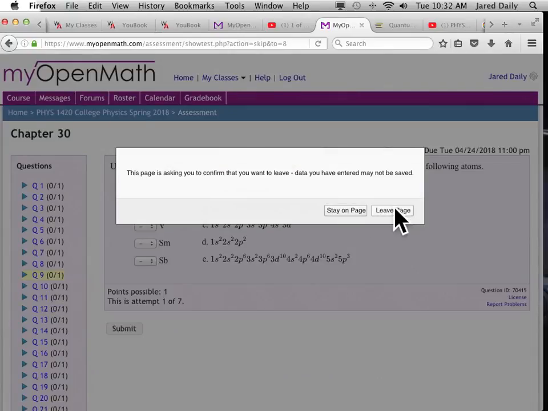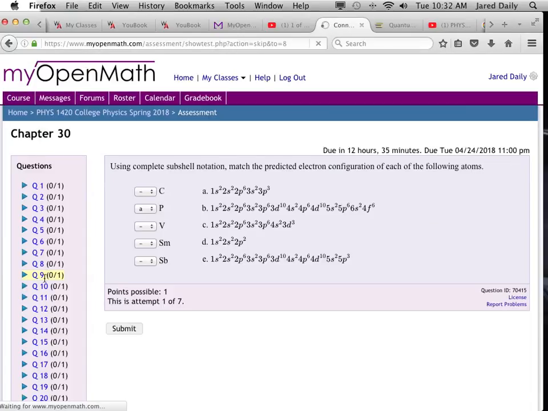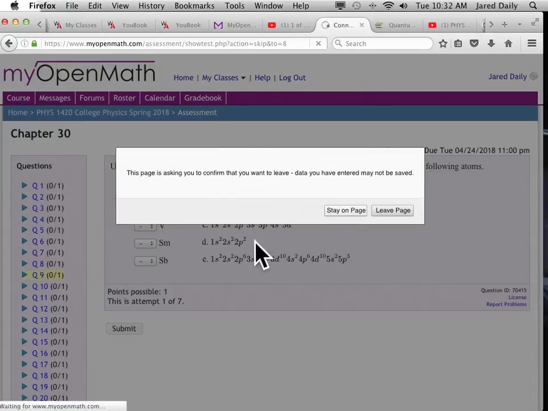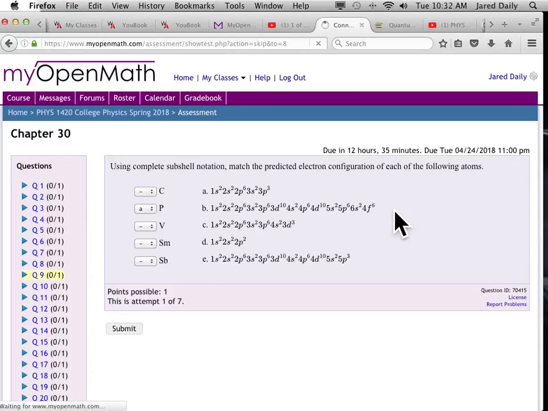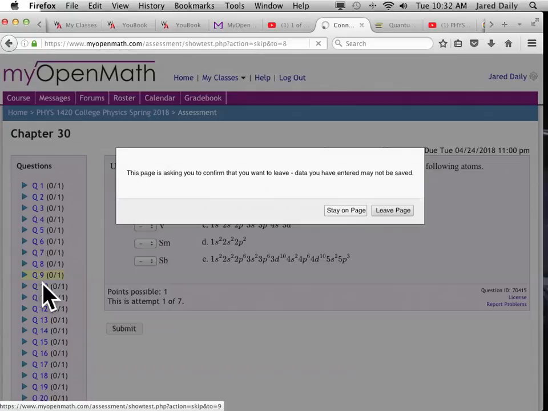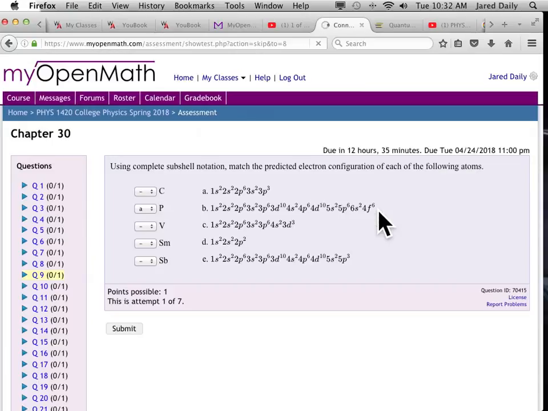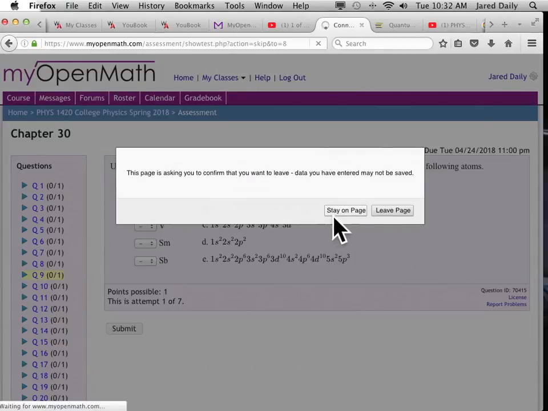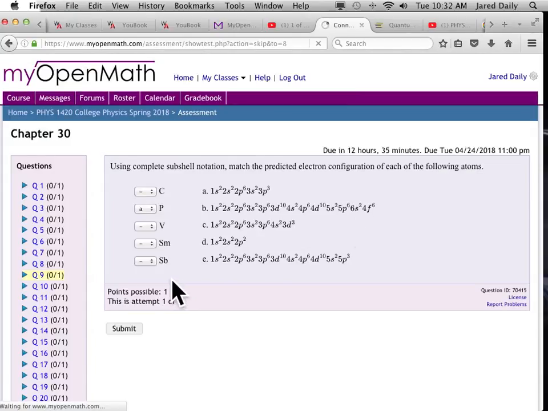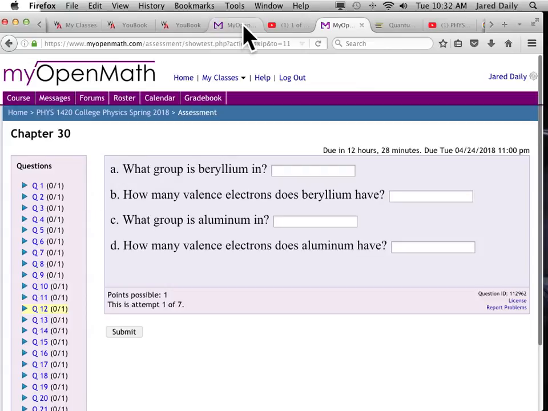Let's look at some other ones here really quick. How come it won't let me move? Leave page. It's a minute. I think the computer's just busted. I think our internet is broken. Here we go.